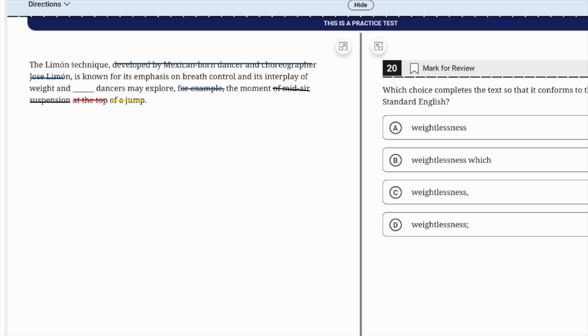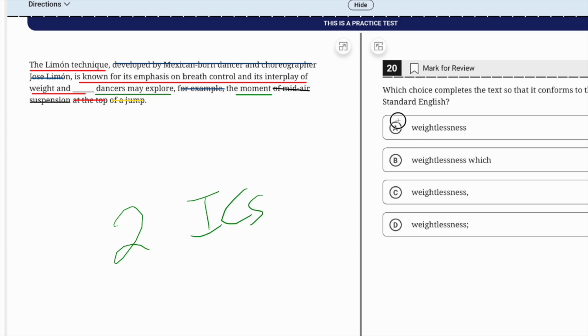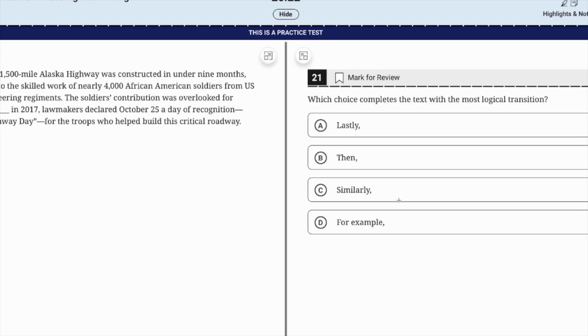Okay, but anyway, the important thing here is we're going to have two independent clauses. One of them is here: this technique is known for its emphasis on breath control and its interplay of weight and weightlessness. And then dancers may explore the moment of midair suspension at the top of a jump. So we have two independent clauses. That means we need some punctuation, and that punctuation needs to be stronger than a comma, so it's going to have to be D. It could have also had a period or even a colon there, but we needed something, again, hard as opposed to soft or non-existent.